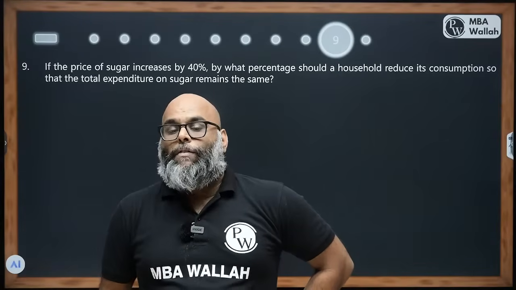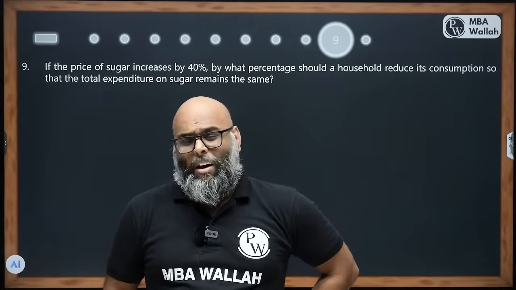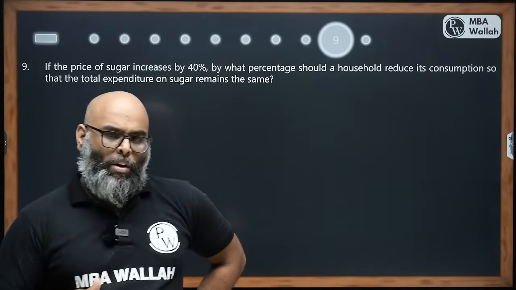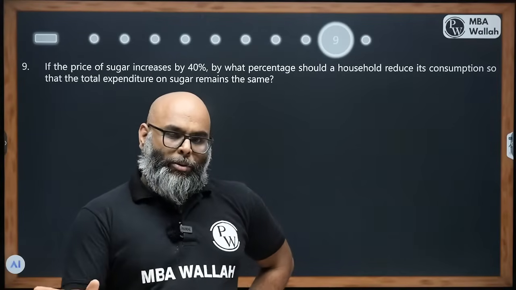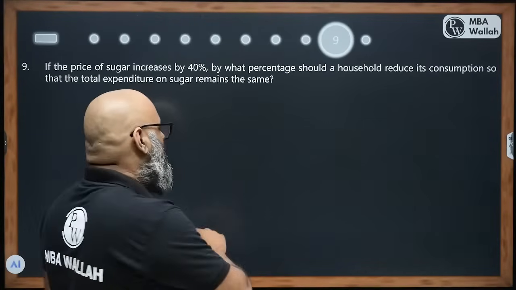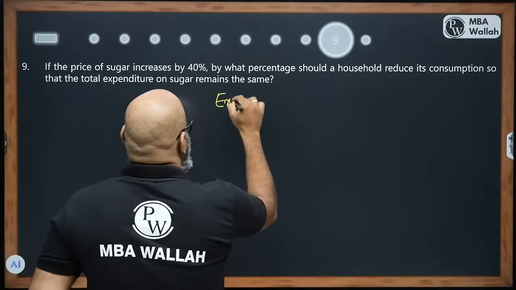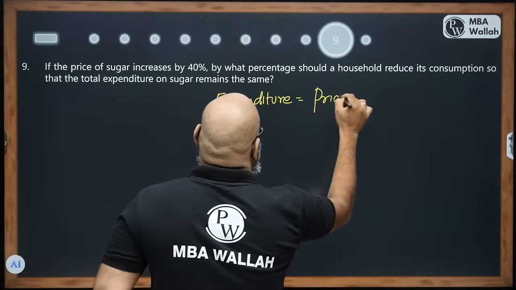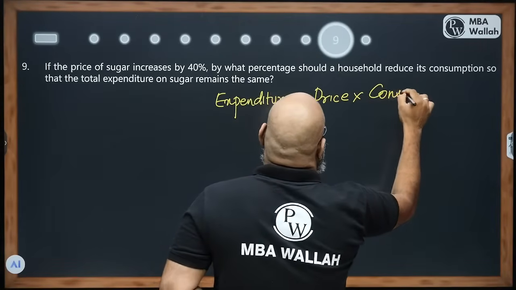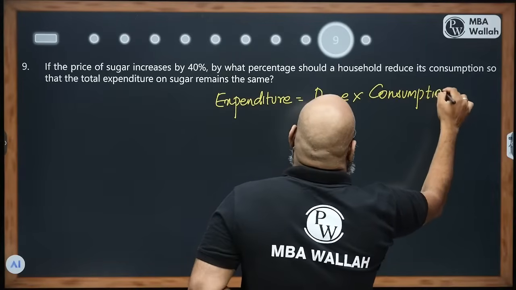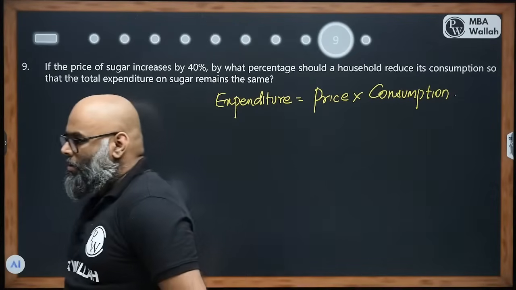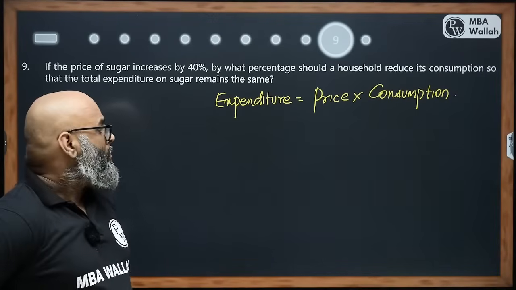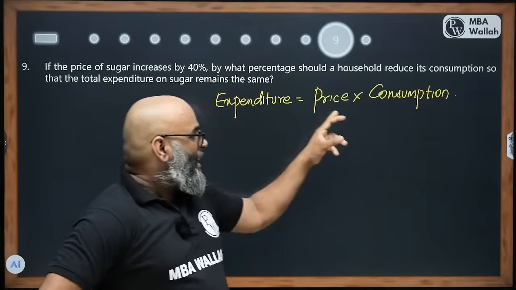So when the price of a commodity goes up, you'll have to bring down the usage. You have to bring down the consumption, because price and consumption determine your expenditure. Can I say your expenditure is equal to price into consumption? Can we say this? Expenditure is equal to price into consumption.